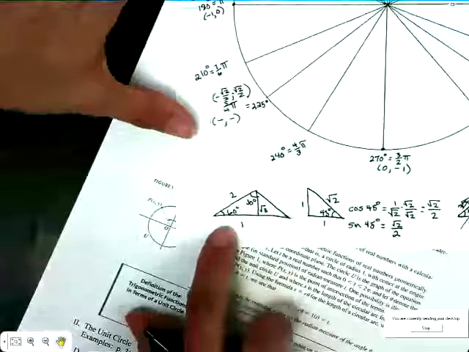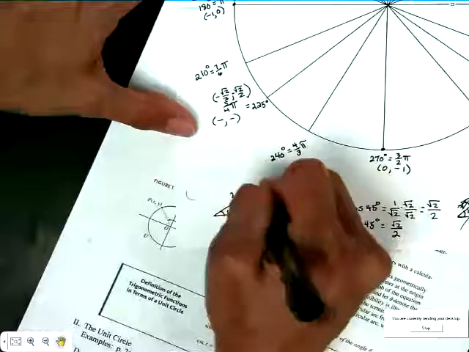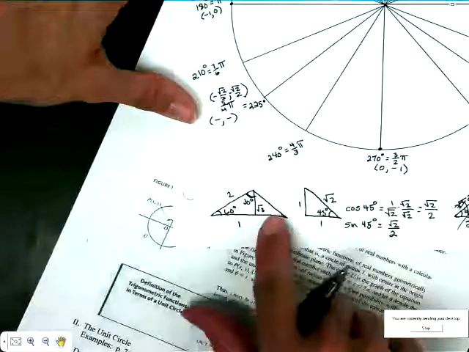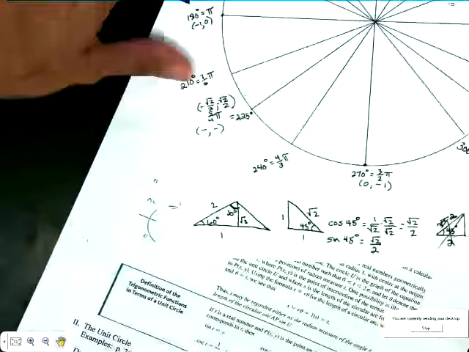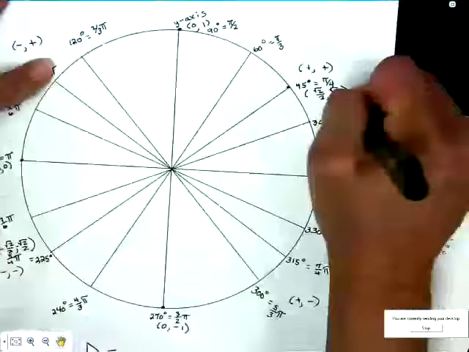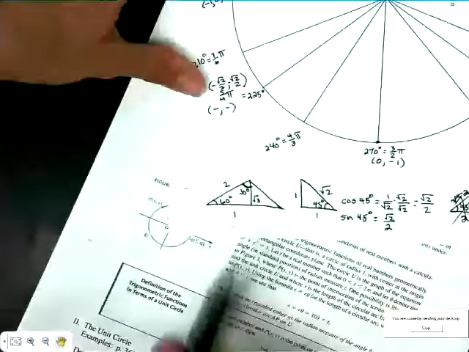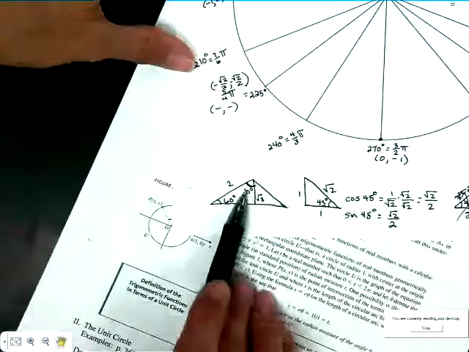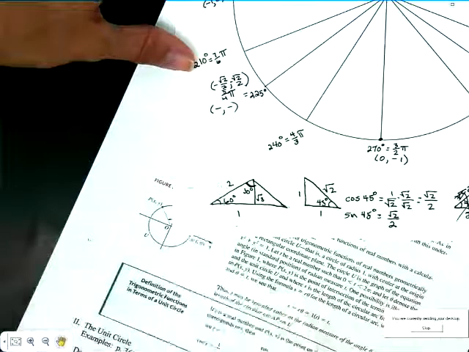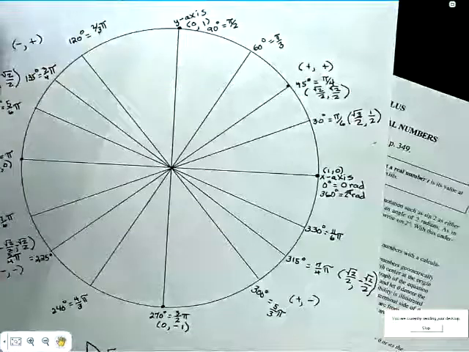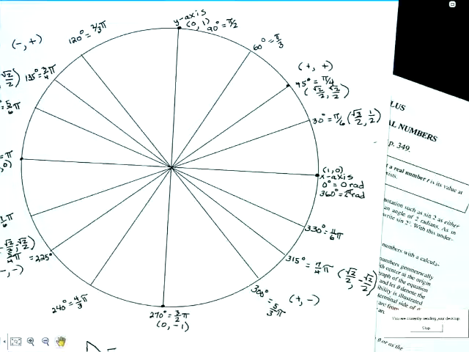triangle. What's the cosine of 30 degrees, looking at this angle right here? Adjacent is square root of 3, hypotenuse is 2. So the cosine of 30 degrees is square root of 3 over 2. And what about the sine of 30 degrees? Opposite is 1, hypotenuse is 2. So the y coordinate is 1/2. Exactly. Cosine is your x, sine is your y.